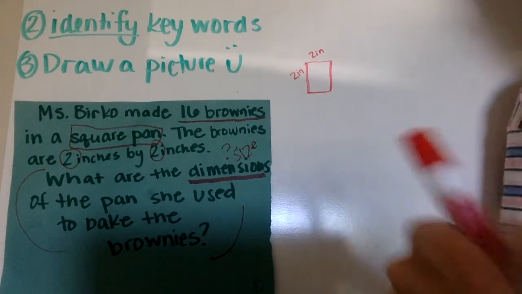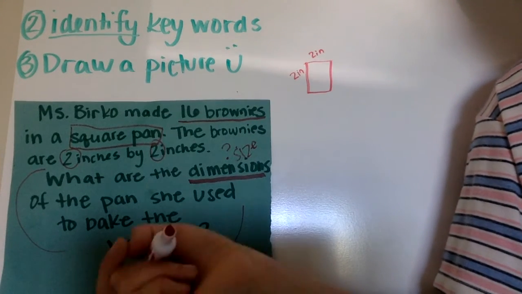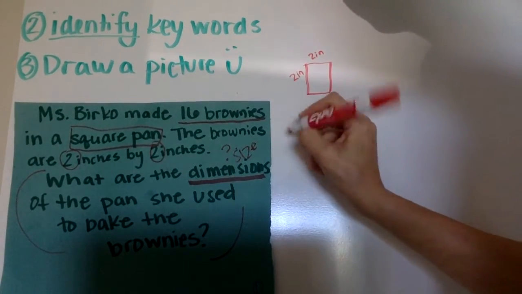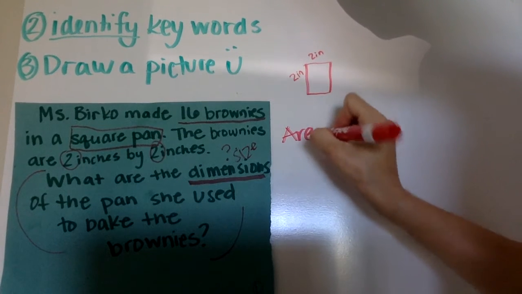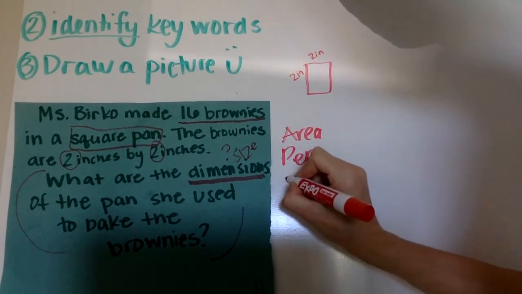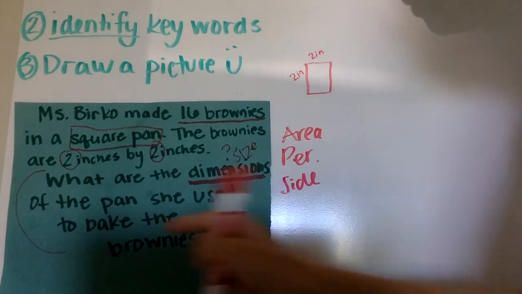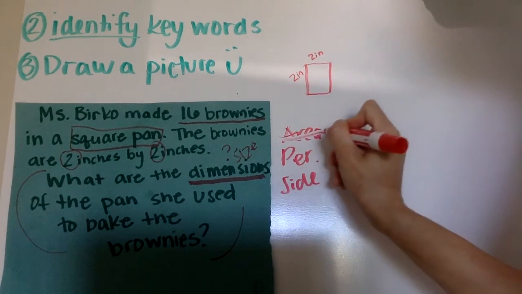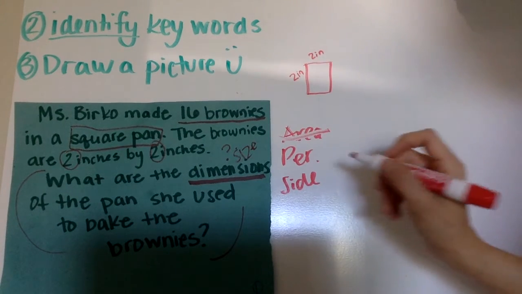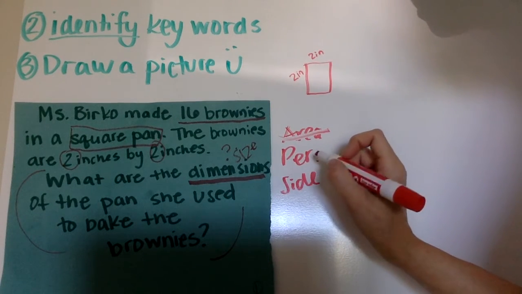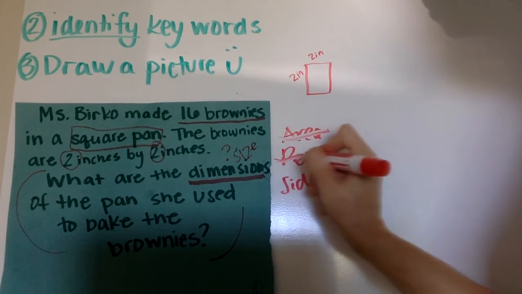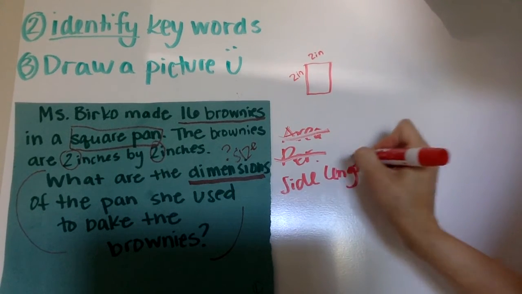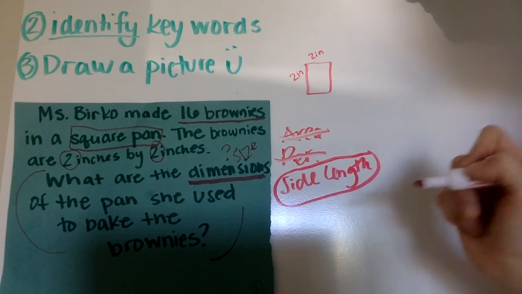All right? What are the dimensions? What is the size of the pan? So, now we need to ask ourselves, are we looking for the area, the perimeter, or a side length? Well, if I'm looking at the size of the pan, I don't need to know what's inside of the pan. I'm looking at the size of the actual pan, and it's not asking me to add all the sides. So nope, not perimeter. I'm just looking at the side length, the sizes of each side, the dimension.